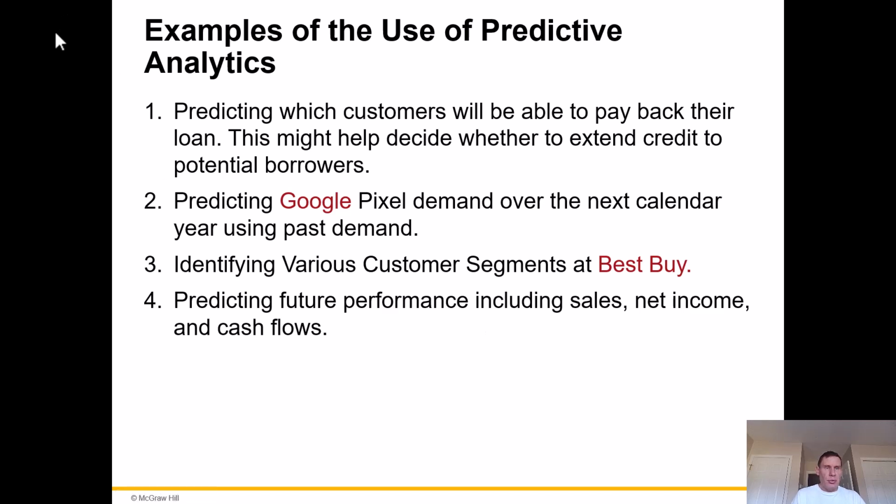So here's some examples of the use of predictive analytics. The first one is predicting which customers will be able to pay back their loan. This might help decide whether to extend credit to potential borrowers. Number two, predicting Google Pixel demand over the next calendar year using past or previous demand. Number three, identifying various customer segments at Best Buy. And number four, predicting future performance, including sales, net income, and cash flows.